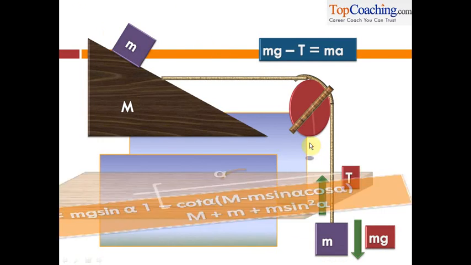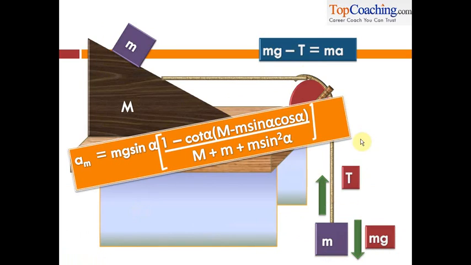So solving all these equations, we get the value of am, the acceleration of the block of mass small m that's placed on the wedge, parallel to the slope of the wedge, as mg sin alpha into 1 minus cot alpha into m minus m sin alpha cos alpha divided by capital M plus small m sin square alpha. I know this is a very complicated expression, but once you simplify all these expressions, this is what you get.